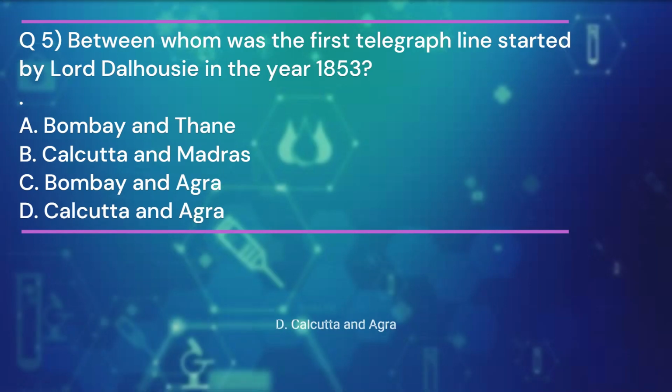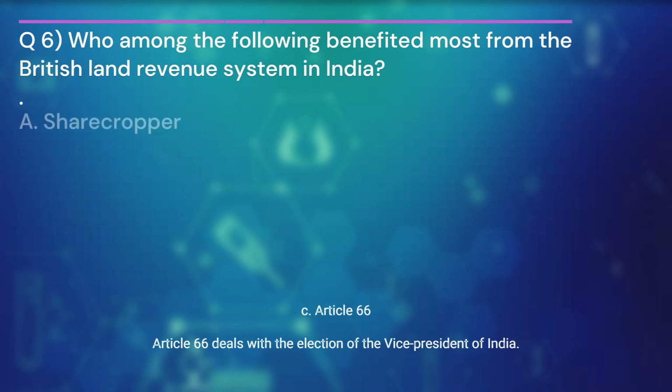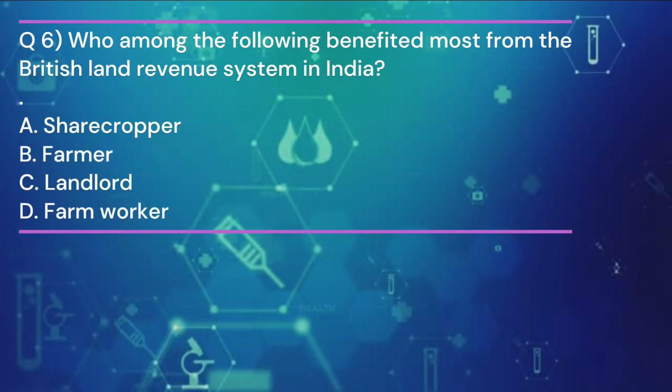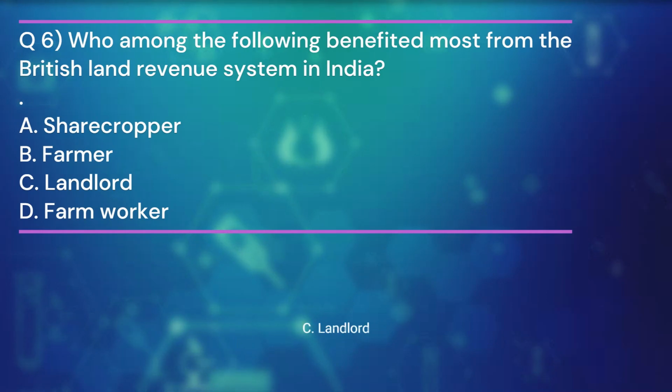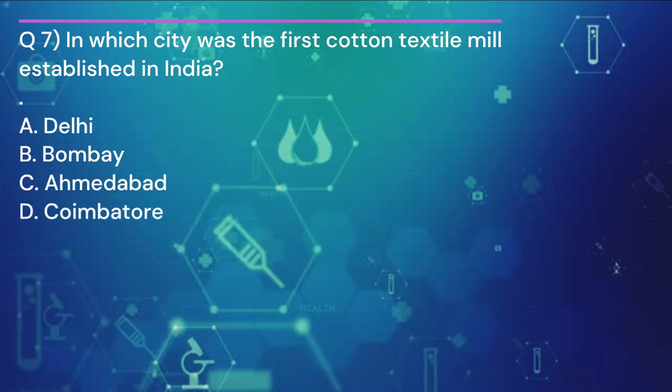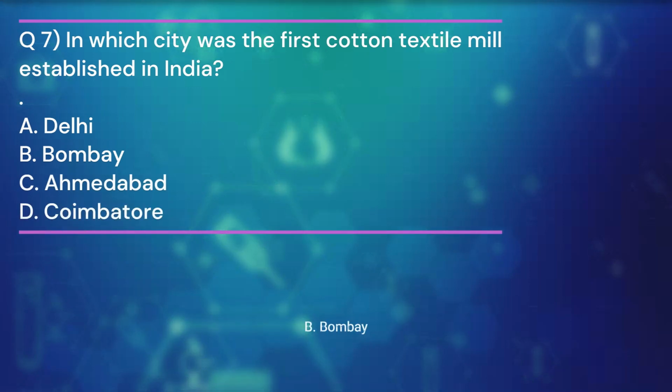Calcutta and Agra. Question 6. Who among the following benefited most from the British land revenue system in India? And the answer is C. Landlord. Question 7. In which city was the first cotton textile mill established in India? And the answer is B.